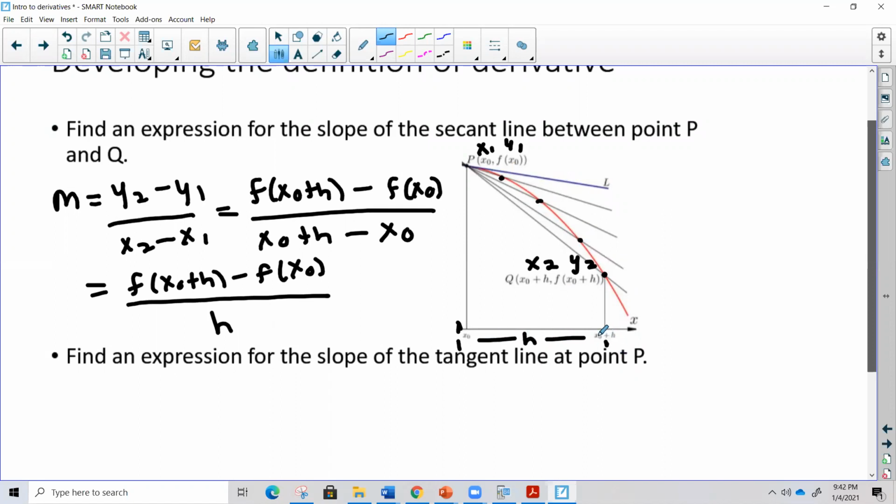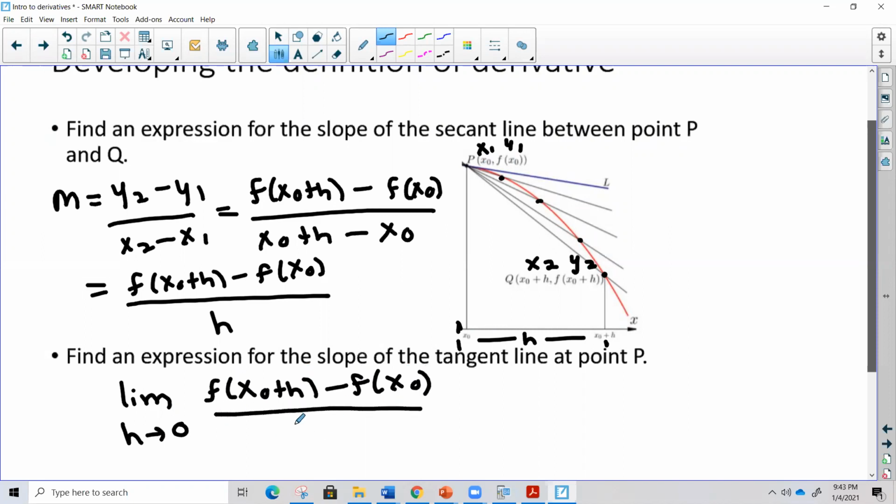And so what we do is, we say we want h to get closer and closer to 0. And remember, that idea behind approaching or getting really close to is the limit. So for the slope of the tangent line, we say the limit as h approaches 0, because we want the distance between these two x values to get really, really small so we can move Q closer, of this slope that we found of our secant line. That is going to give me the exact slope of the tangent line. And so this is an expression for the slope of the tangent line.